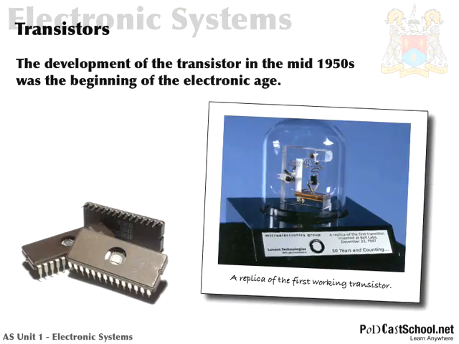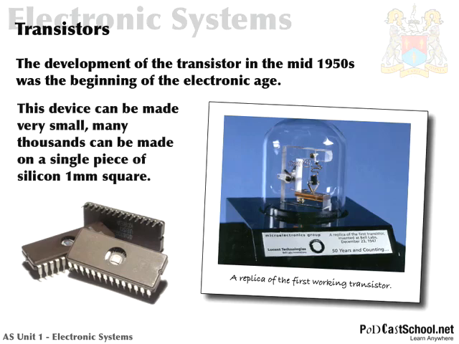Alright, but first of all, let me just give you a little bit of history. I've said that the development of the transistor in the mid-1950s was the beginning of the electronic age, which is kind of weird when you think about it, that we've really only had modern electronics for the last, well, coming up now on 60 years. It seems very new. Well, it is very new. This is a photograph actually of the first working transistor. It's actually a replica. So you can see that it's quite big, and it's just obviously a prototype. But that was the beginning of the transistor as we know it.